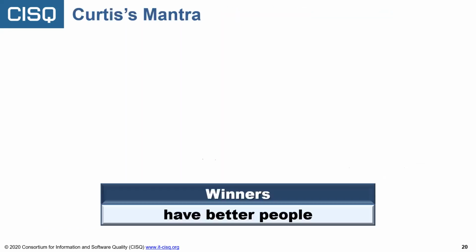So let me give you my mantra to end it. And Curtis's mantra is that winners have better people. If I've got better people than you do, I'm going to beat you 99 times out of 100. I mean, maybe it's raining and it changes things. But most of the time, if I've got better people, I'm going to beat you. I'm going to win. However, when we get down to the championship round and the few really good ones, we've all got good people. That's why we're there, right?